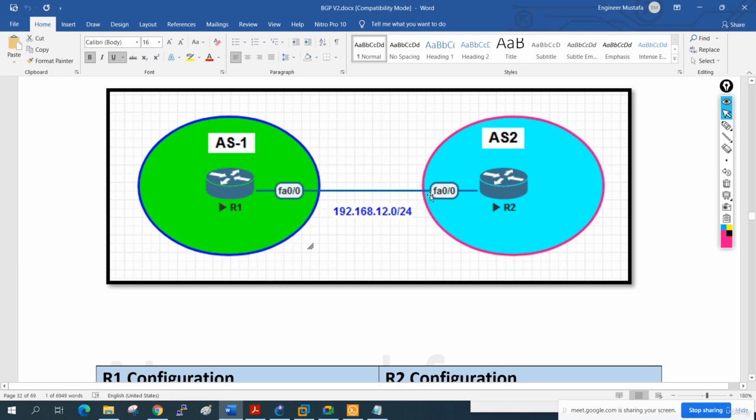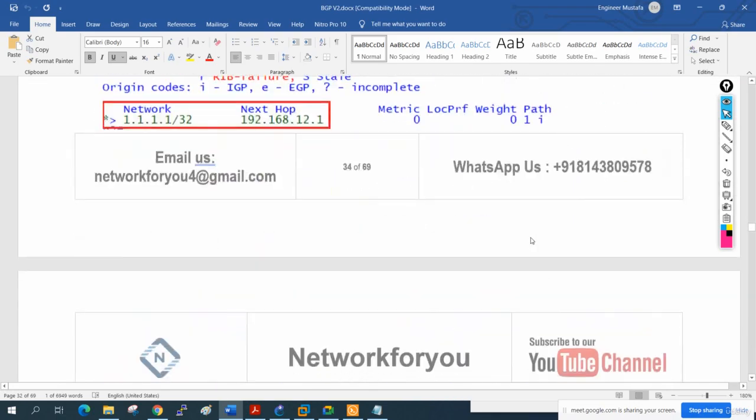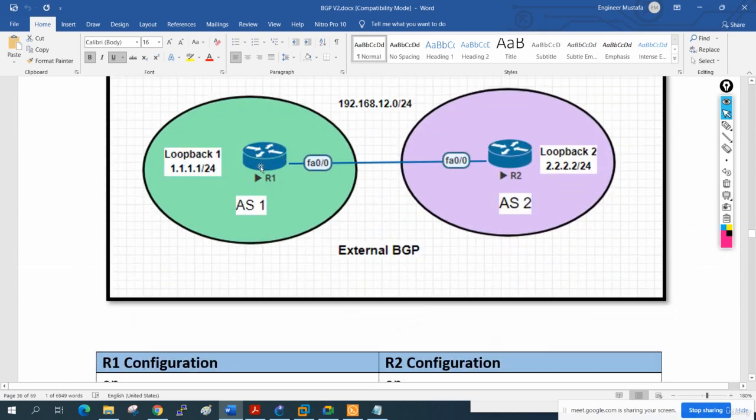But if we make the neighborship from the loopback, they cannot ping, because if I have any network here, this guy doesn't know about that network, and that guy doesn't know about this one, as in this scenario. Here, 1.1.1.1 is in R1, but R2 doesn't know anything about 1.1.1.1. Likewise, R1 doesn't know anything about 2.2.2.2. So we will have a reachability issue. Remember, whenever we configure BGP, we should have reachability. If we have reachability, only then can we make a neighbor. If we don't, we cannot make the neighborship.